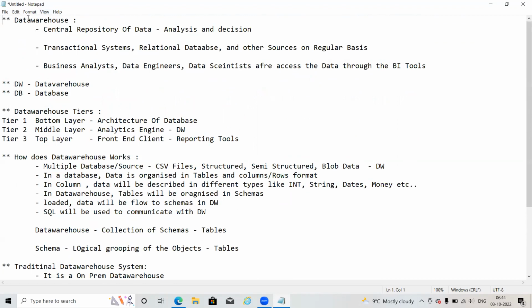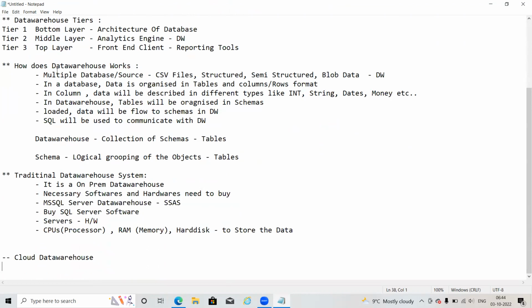We discussed this at the start of the session. A data warehouse is simply a central repository where we can store data. In a traditional data warehouse, the on-prem data warehouse, yeah, on-prem data warehouse is nothing but this one. You can say an on-prem data warehouse is a traditional data warehouse.